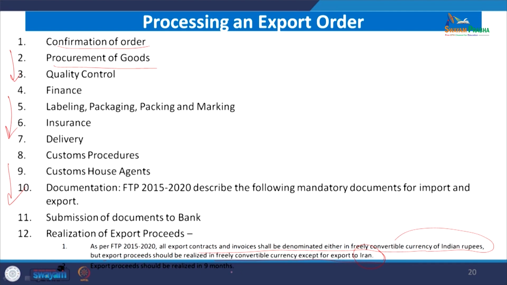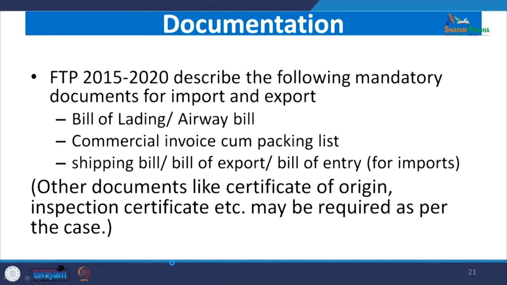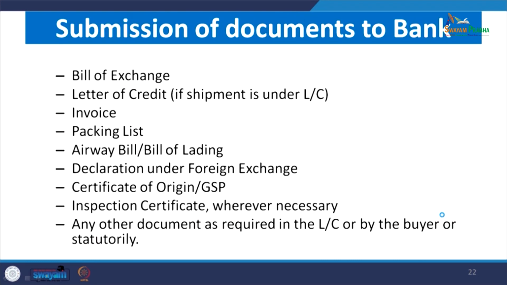Export proceeds should be realized in 9 months. It should not exceed that. That is a strict binding regulation. So, documentation, 3 broad documents as per the 2015-20 policy. Bill of lading, usually export houses are guided by this. Commercial invoice cum packing list, shipping bill or bill of entry, must be there. These 3 are mandatory documents for import and export. Other documents like certificate of origin, inspection certificate may be required as per the case when essential.